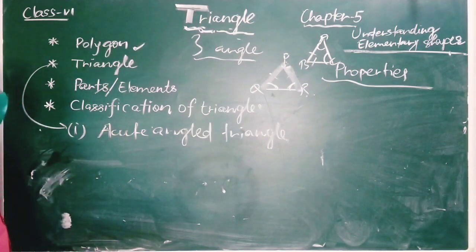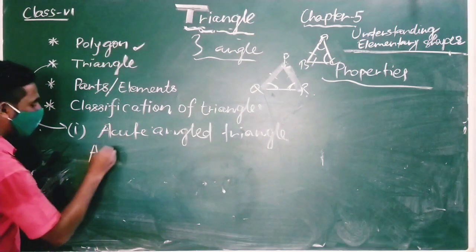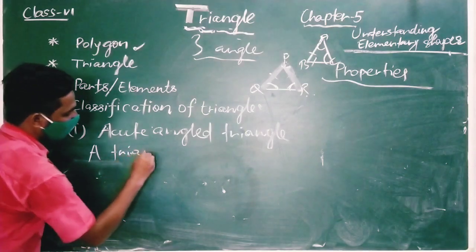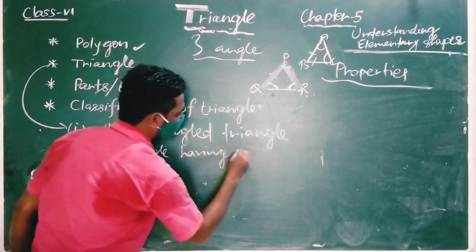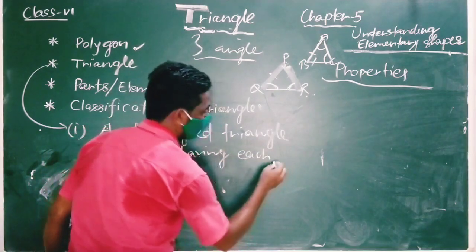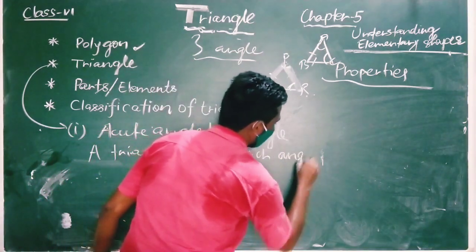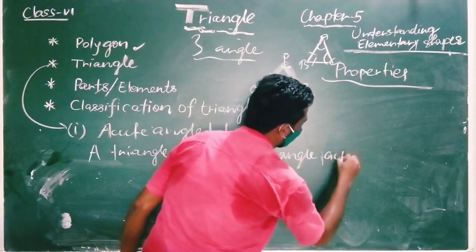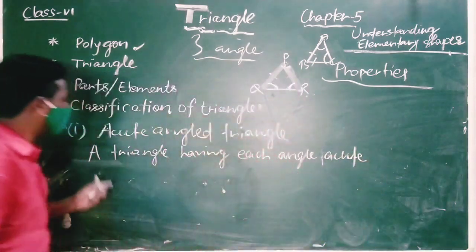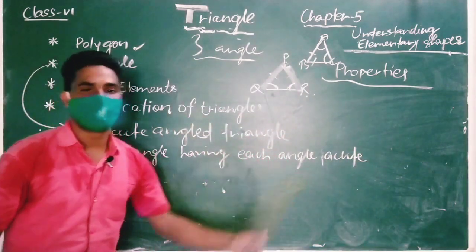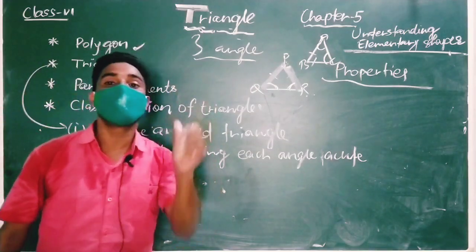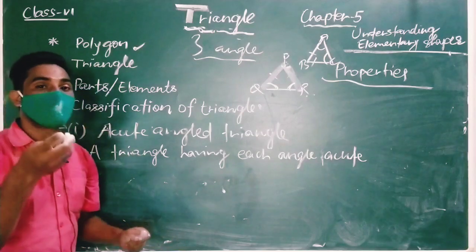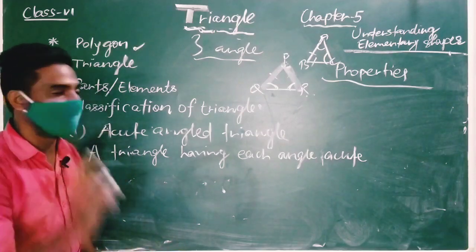Let me write the definition. A triangle having each angle acute. Each angle measure acute, you can write in short. Each angle acute means each angle measure should be acute, and acute angle means what? Greater than 0 degree but less than 90 degree.